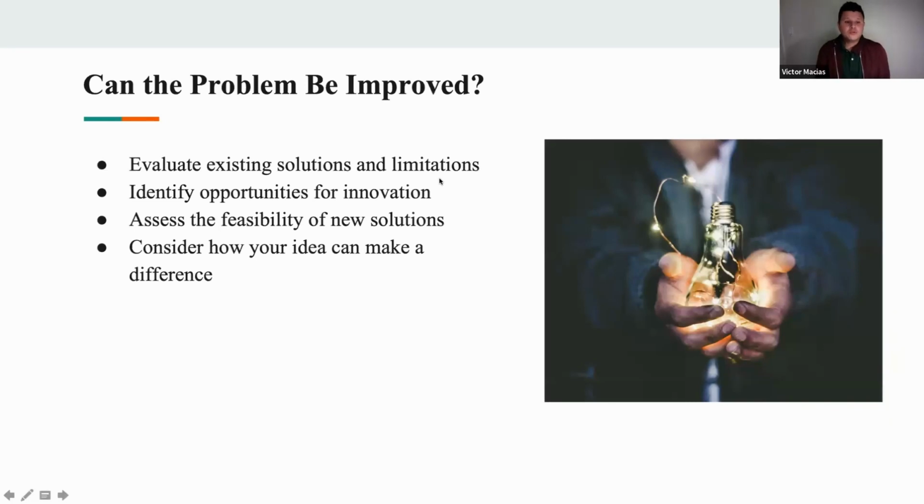Can the problem be improved, right? Will it take a ton of resources that maybe you don't have yet? Should you start smaller? Should you go bigger, right? Are there opportunities to innovate? Assess the feasibility of new solutions. Don't create them, but assess the potential for new solutions. And really look at how your idea can make a difference. Can you model yourself after something that already exists, maybe in a different industry, solving a different problem, that you can implement in what you're trying to do?